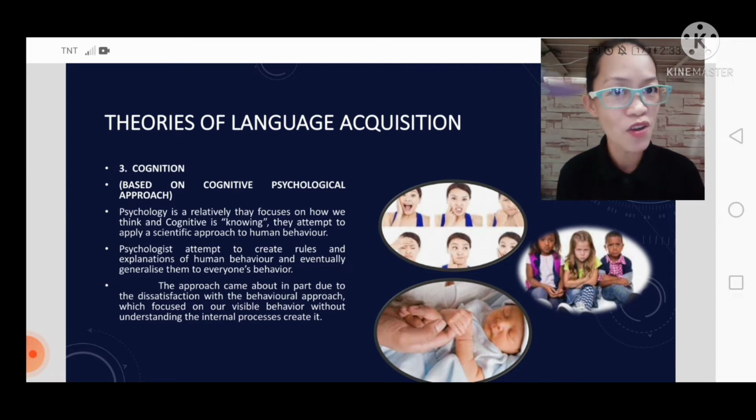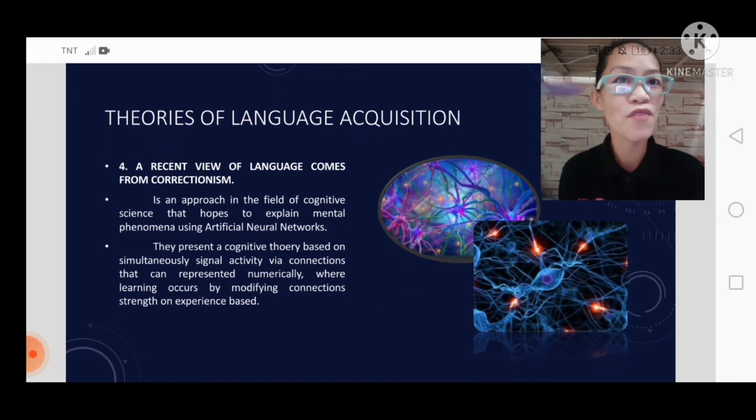So cognition is based on the cognitive psychological approach. Psychologists use this approach to study human behavior and eventually generalize it to everyone's behavior. The fourth theory of language acquisition is the recent view of language that comes from connectionism. It is an approach in the field of cognitive science that hopes to explain mental phenomena using artificial neural networks.